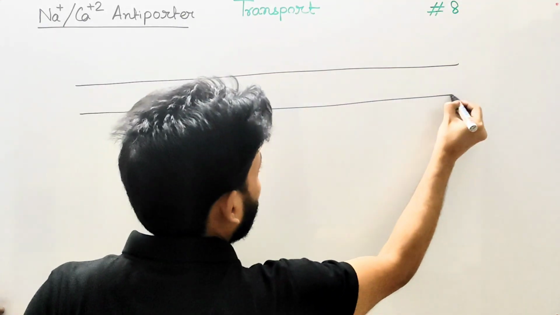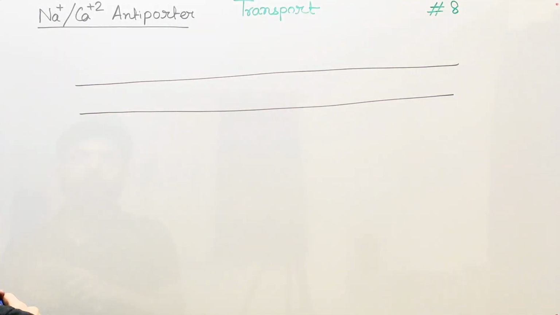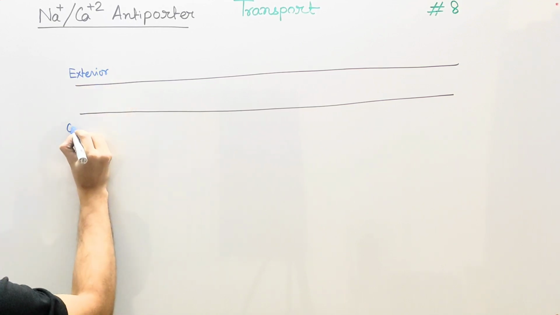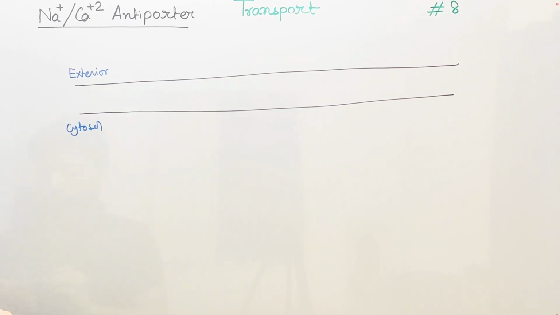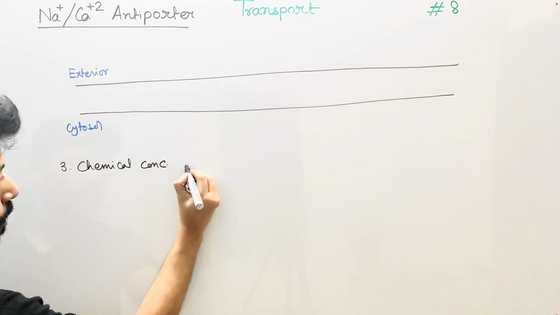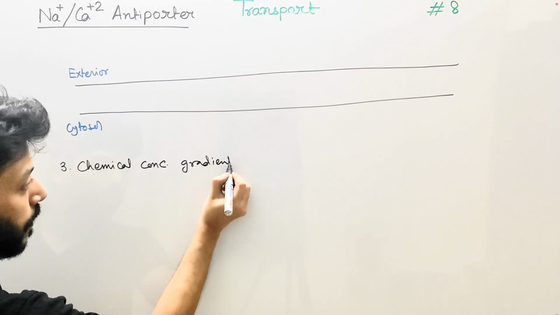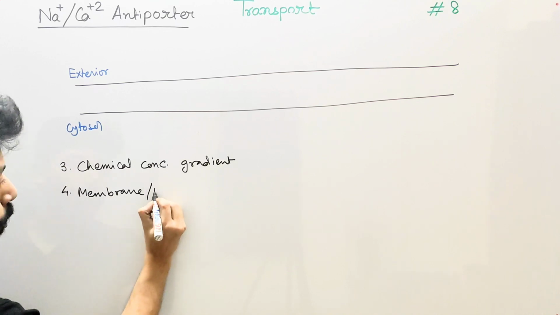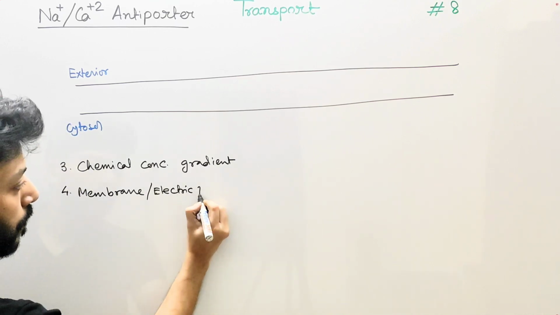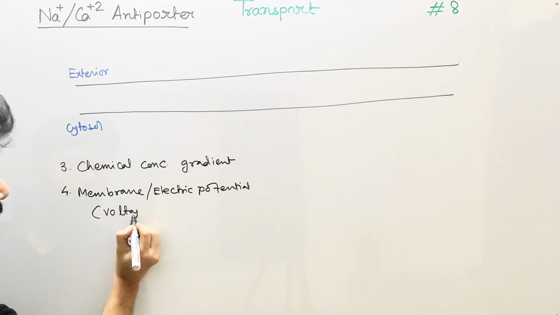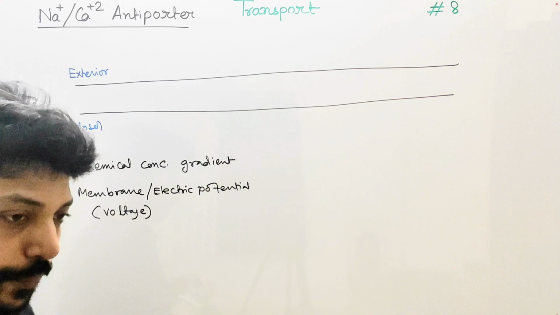Suppose this is the lipid bilayer of the plasma membrane. This indicates the outside or exterior of the cell, and this is the cytosol. We are going to understand two factors. I have mentioned the third important factor is chemical concentration gradient, and the fourth point is membrane or electric potential. In short, we can say it is the voltage that is present across the membrane, across the lipid bilayer.